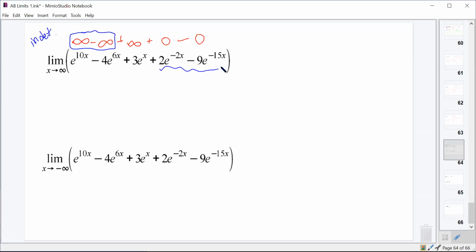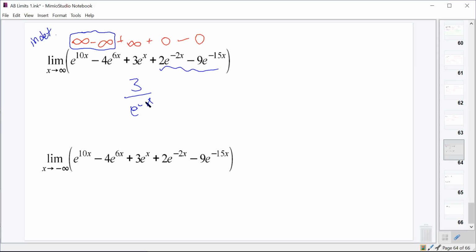Yeah, you could rewrite the terms so they have, for example, 3e to the x. You could write that as 3 over e to the negative x. That 3 would actually stay in the numerator. But yeah, 3 over e to the negative x, like that.